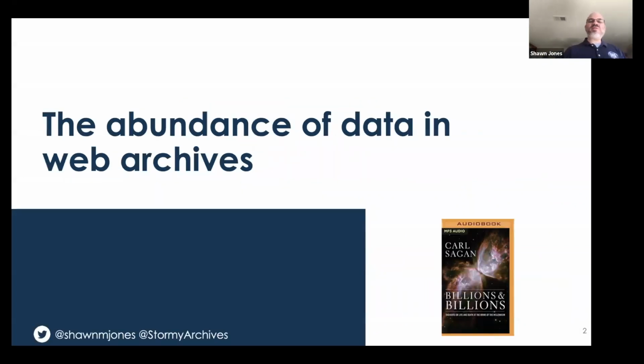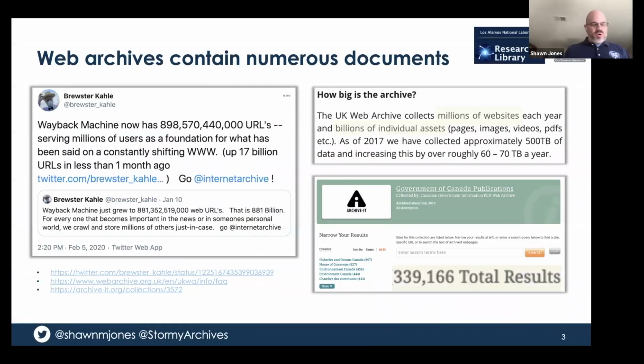So I want to start with the abundance of data in web archives. Web archives contain numerous documents. The Wayback Machine now has 898 billion URLs. This was reported by Brewster Kahle on February 5th in 2020, and it was up 17 billion from the previous month. And the UK Web Archive collects millions of websites with billions of individual assets. As of 2017, they had approximately 500 terabytes of data, and it was increasing.